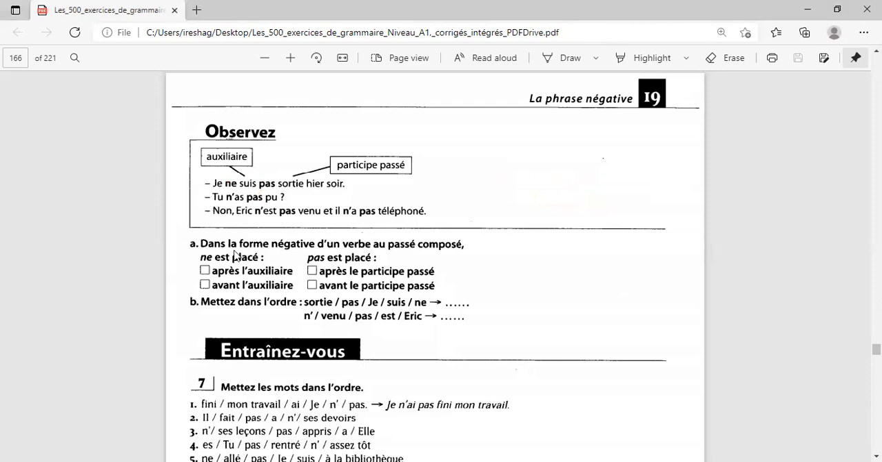Now let's fill this part. Dans la forme négative d'un verbe au passé composé, in the negative form of a past tense verb, ne est placé après l'auxiliaire or avant l'auxiliaire. What is your answer there? What is après, what is avant? What are the meanings? It means after. Avant is before. So you know what is the auxiliary, right?